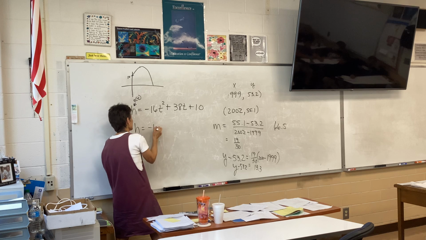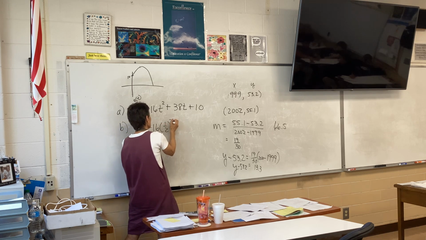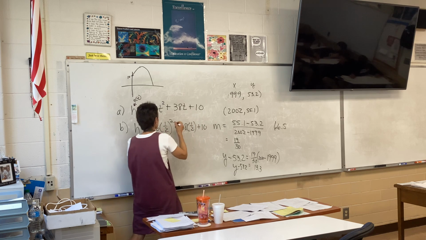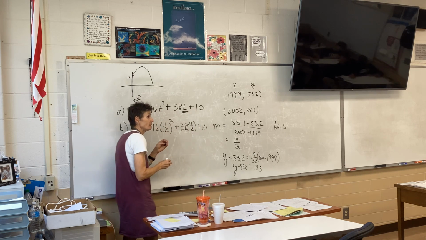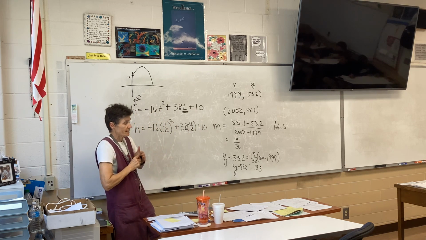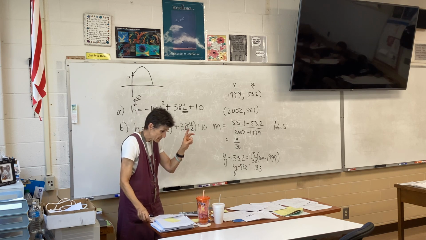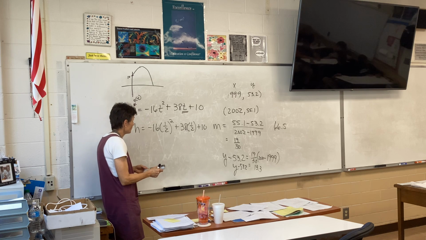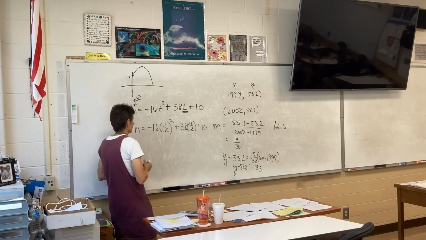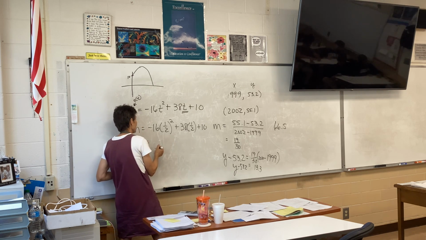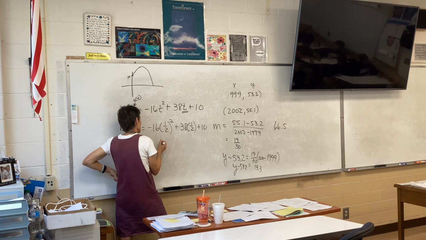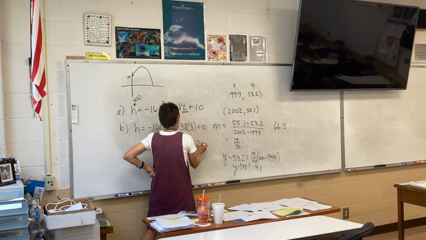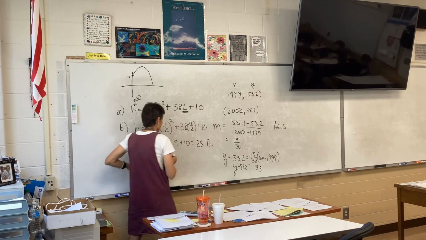So H equals negative 16, 1/2 squared, plus 38, 1/2, plus 10. Please don't forget there's a T hooked to your initial velocity. There are two T's in the equation. All right? So here we go. I can probably do this without a calculator, but you certainly can use your calculator. Just make sure you're typing it in correctly. I got 25 feet, but I could be totally wrong.